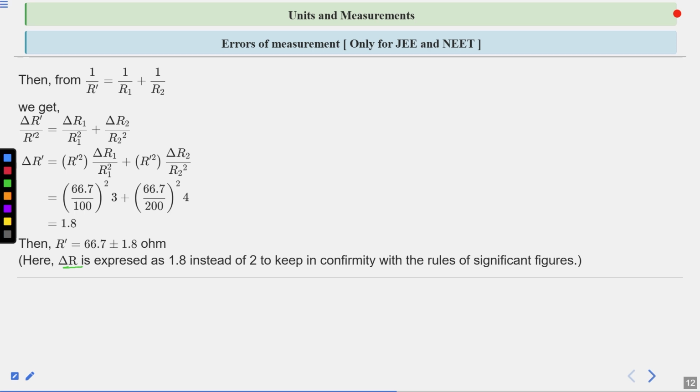Here delta R is expressed as 1.8 instead of 2 to keep in conformity with the rules of significant figures. About the significant figures, we will learn in an upcoming section. So 1.8 is the delta R prime.